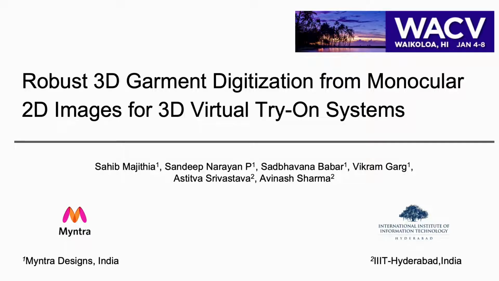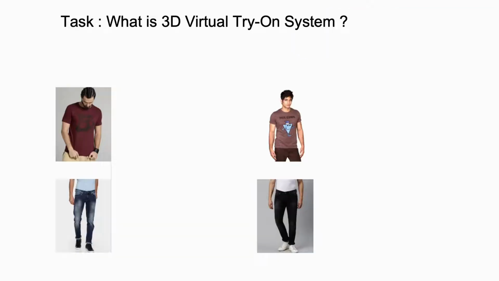We present our work titled Robust 3D Garment Digitization from Monocular 2D Images for 3D Virtual Try-On Systems, done jointly by Myntra Designs and IIIT-Hyderabad. We can try out garments in a shop, but what if we can virtualize this experience?